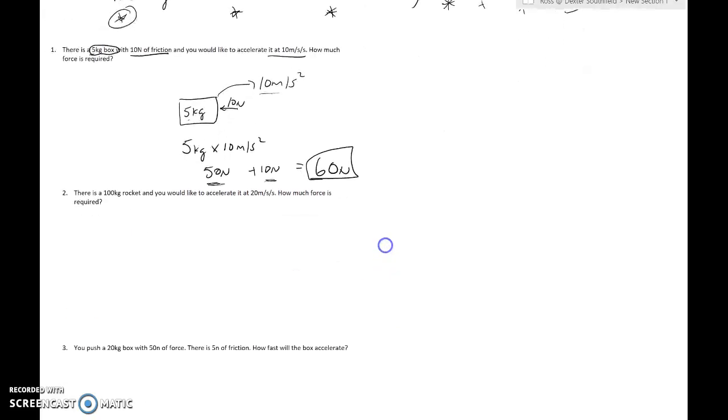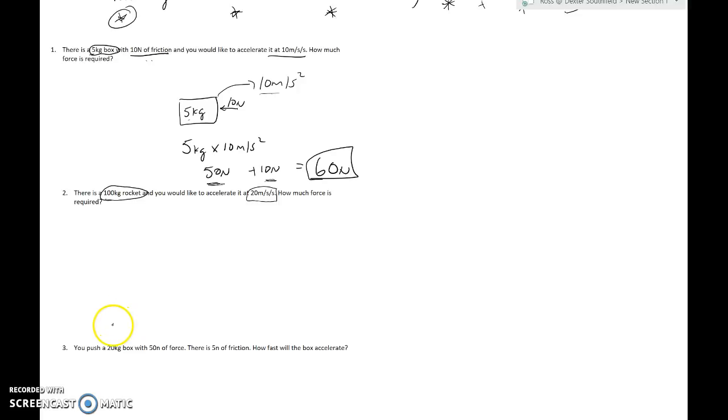In problem number 2 here, this is your basic rocket problem, and it's set up in the exact same way. We've got our 100 kilogram rocket, and we would like to accelerate it at 20 meters per second squared. Now in this case, you're not given the force of gravity like you are the friction. You have to solve for that. And since you know the mass, that's not a hard thing to do because we just multiply it by the acceleration due to gravity.